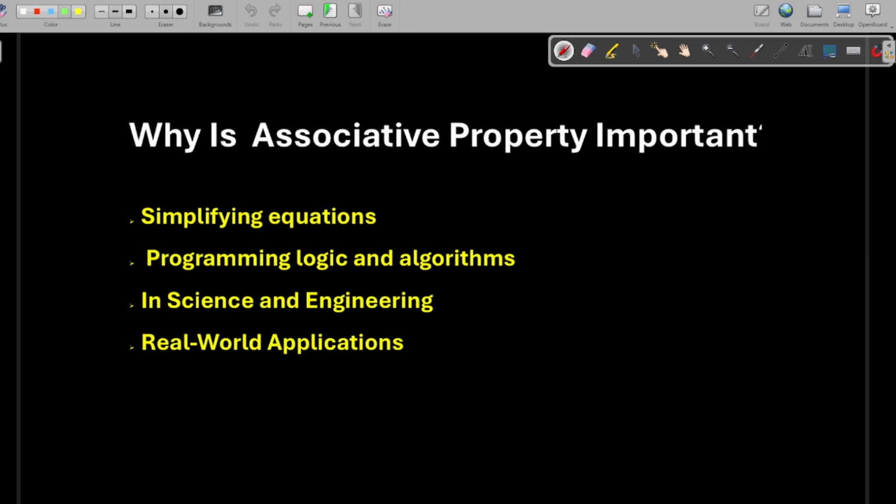Remember, this is part 2 of our 6-part series on the properties of real numbers. Up next is part 3, which is the distributive property, and I believe you won't want to miss it.